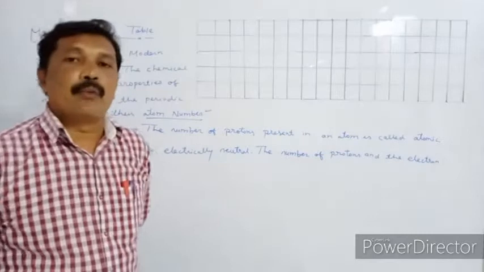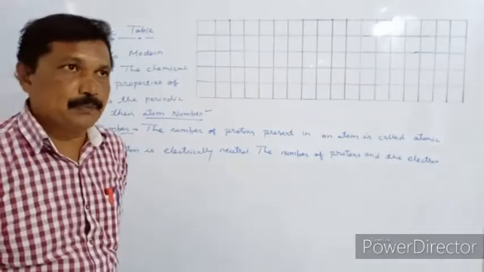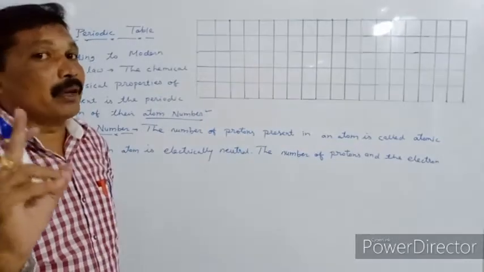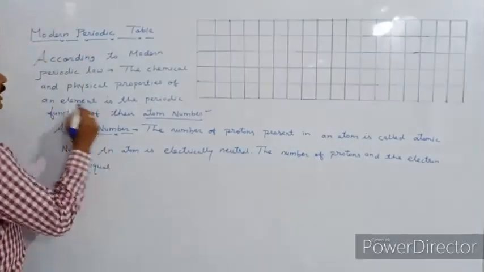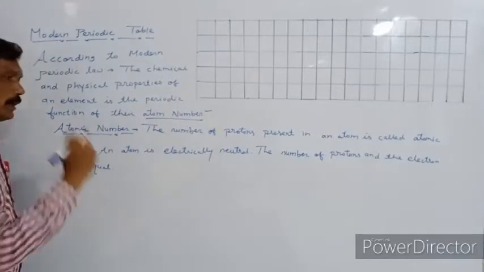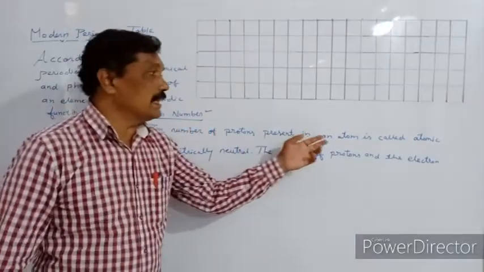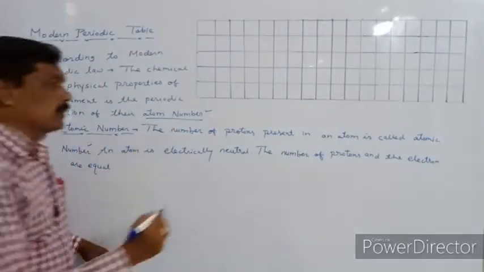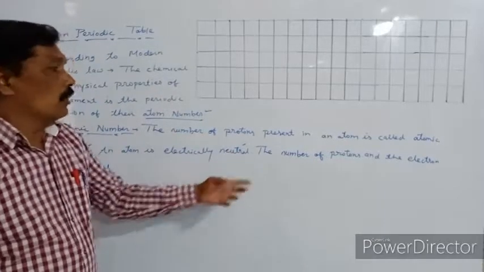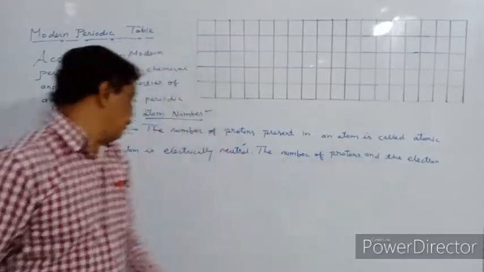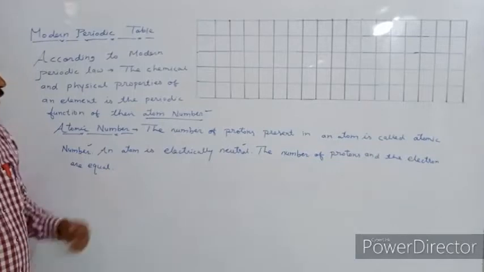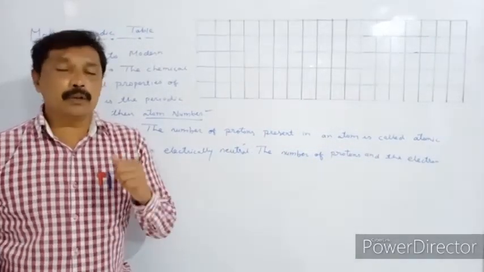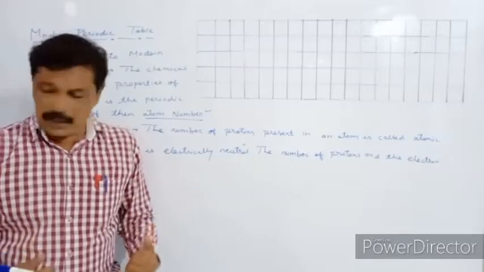Hi dear student, we are studying the modern periodic table. According to the modern periodic law, the properties of elements are a periodic function of their atomic number. But what is atomic number? The number of protons present in an atom is called atomic number. An atom is electrically neutral and therefore the number of protons and the number of electrons are equal. But atomic number and the number of electrons are related to electronic configuration. But what is electronic configuration?